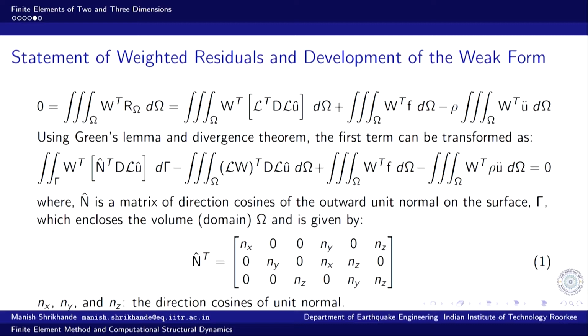So, the domain is a 3 dimensional domain. Omega is a 3 dimensional domain enclosed by some boundaries in x y z space. So, it is a triple integral, a domain integral, and this is the complete weighted residual statement in the strong form. This is the strong form.